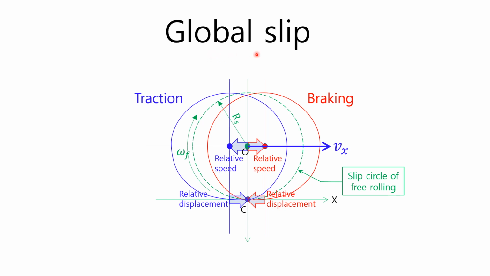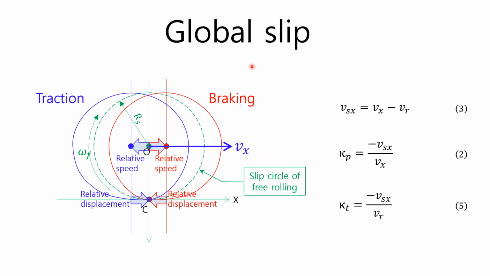A global slip occurs when the linear speed of rolling and the wheel center speed differ from each other. When the free rolling tire receives braking or traction force, global slip is a physical quantity generated by the entire tire, not just one point of tire. During traction, the road surface drags the wheel center, so the wheel center speed relative to the road surface occurs in the negative direction of the x-axis. During braking, wheel center drags the road surface, so the wheel center speed occurs in the positive x direction.